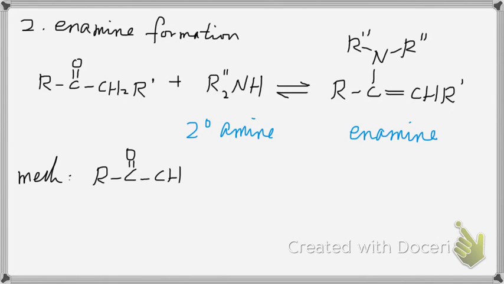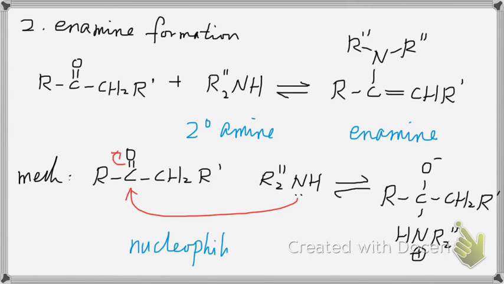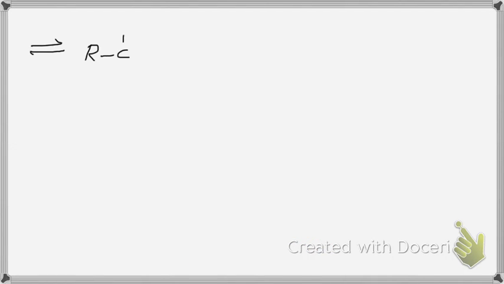All right, so for the mechanism, the first few steps will be exactly the same. Nucleophilic addition of the nitrogen to the carbonyl carbon gives the tetrahedral intermediate. The next step will be proton transfer to give the neutral tetrahedral intermediate.